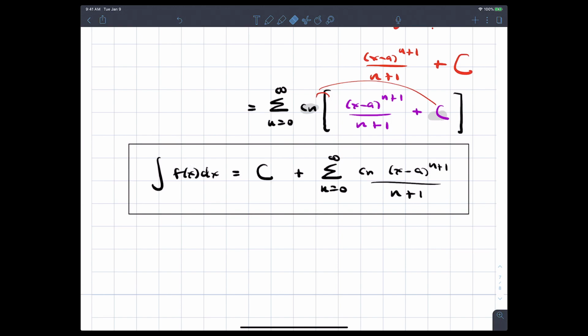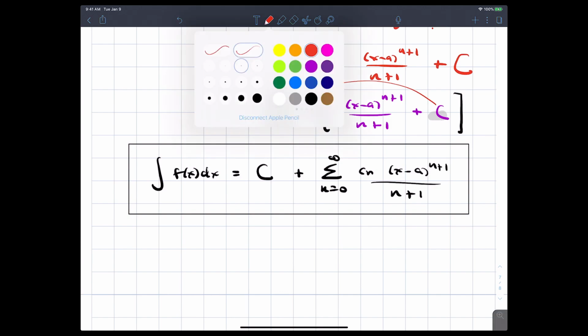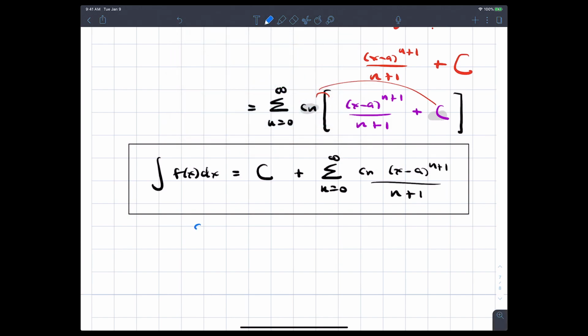And again, it has the same radius of convergence, but not necessarily the same interval of convergence.